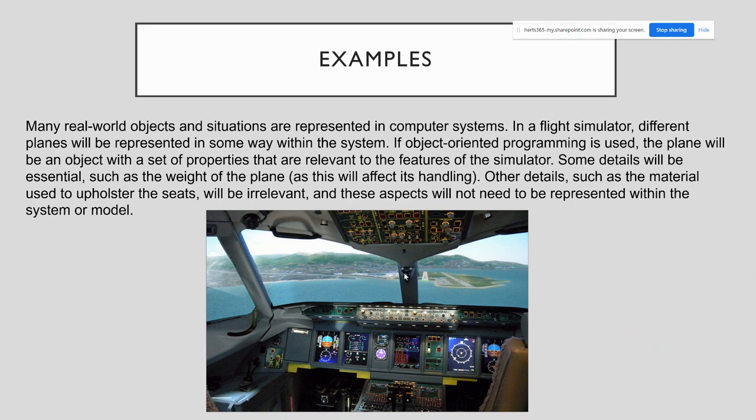So what that means is that some details are essential to the actual simulator, while others are not really important, such as the seat. For those we can use an abstraction, or just a brief representation, to make it relevant to the simulator, but not in terms of the actual features and functionality.